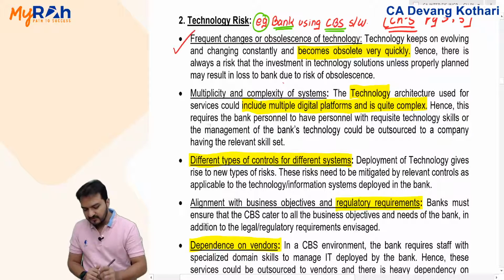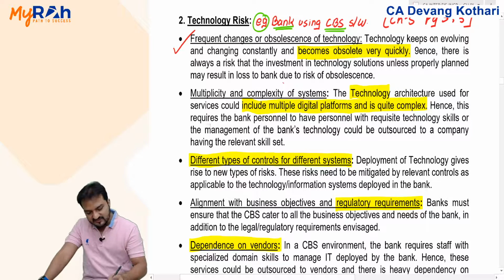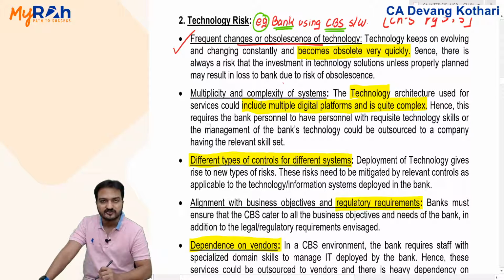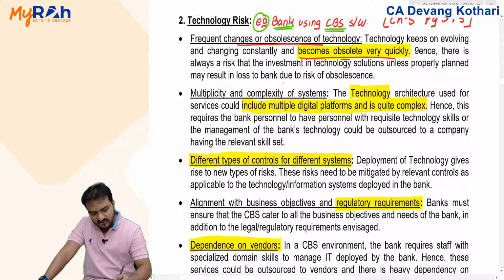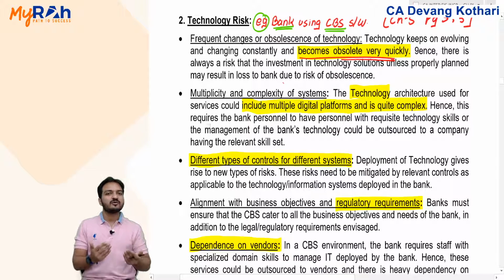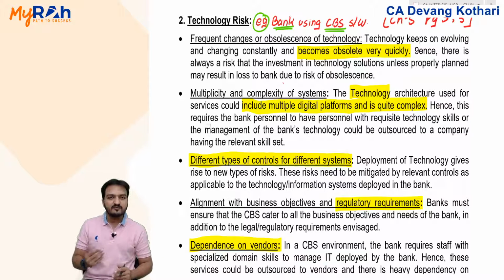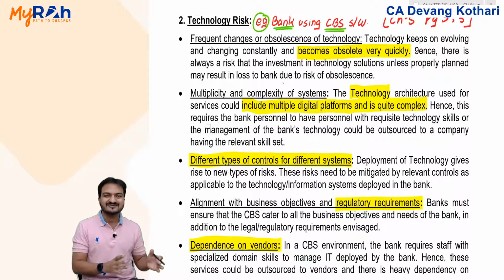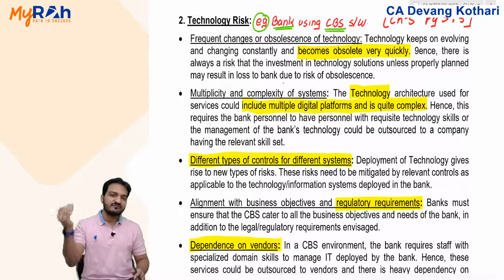So first technology risk is frequent changes or obsolescence in technology. Well, technology becomes obsolete very soon. So even though you have installed the latest technology in your company right now, still it is very much possible that within few years that will become obsolete. So again, you'll have to change the technology.